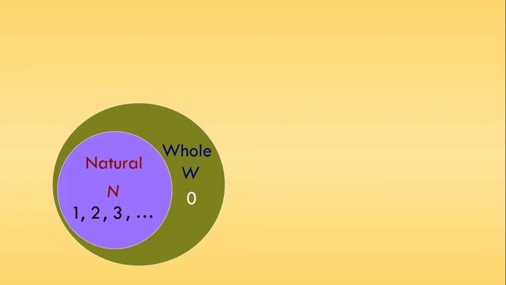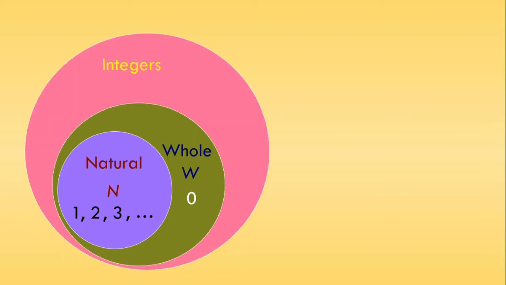Integers include all the whole numbers and negative numbers such as -1, -2, -3, and downwards. One important thing that you need to remember is 0 is considered neither positive nor negative. The set of integers is represented by Z.